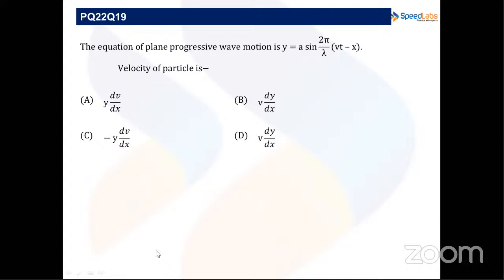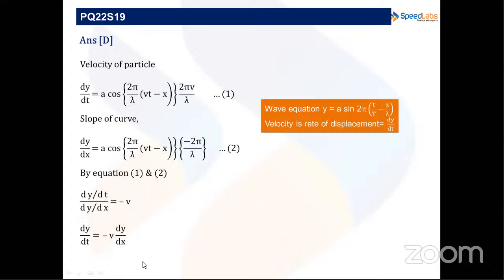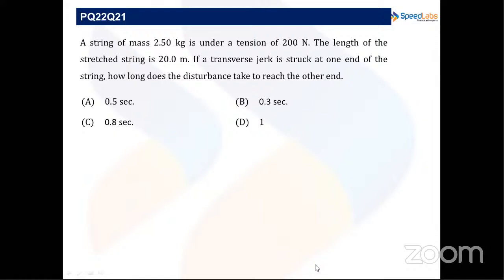A string of mass 2.5 kg is under a tension of this. The length of the stretched string is 20 meter. If a transverse jerk is struck at one end of the string, how long does the disturbance take to reach the other end? So basically, you just find the wave velocity, that is, wave velocity is under root T by mu, mass per unit length. So the mass of this string is 0.5 kg divided by length 20 meter, right? So that is this one.